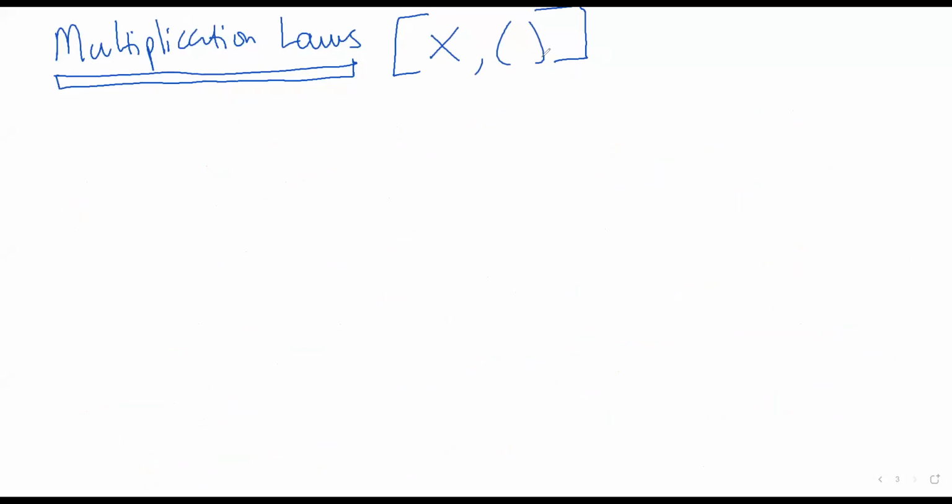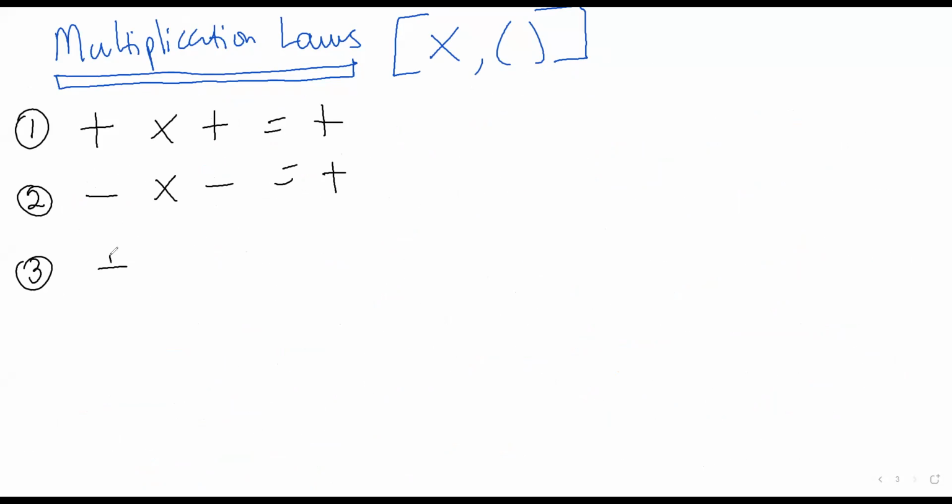Nice. So since we know when to use it now, we're going to learn what the laws are. 4 simple laws. First law, a positive multiplied by a positive is a positive, right? Number 2, a negative multiplied by a negative is a positive. Number 3, a positive multiplied by a negative is a negative.